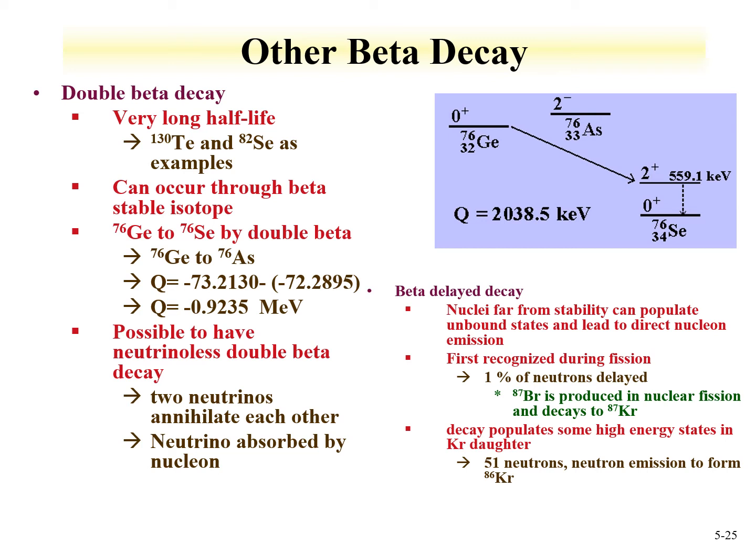Now, another branch of beta decay is beta delayed decay. Nuclei far from stability can populate unbound states that lead to direct nucleon emission. What this is, is a beta decay which is followed by neutron emission, so a beta delayed neutron. These are important for nuclear reactors. About 1% of the neutrons that are produced in fission are actually these beta delayed neutron emissions. And we'll discuss this more when we talk about fission.